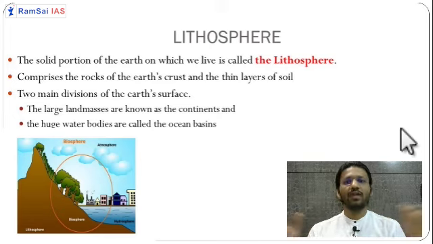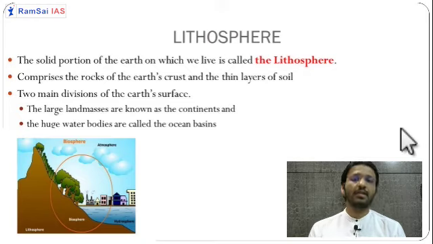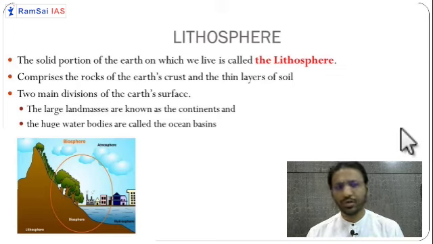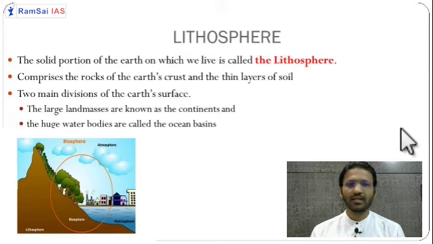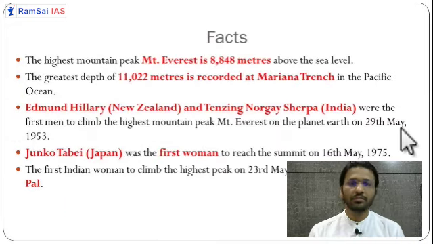So these are the huge land masses. And below, the ocean water also rests on a certain solid surface. This solid surface is known as the ocean basin. There is a difference between continent and oceanic basin, which we are not going to discuss in the 6th standard NCERT. That we will discuss in the next NCERTs. So this is about the lithosphere.